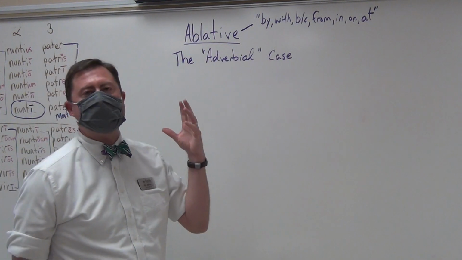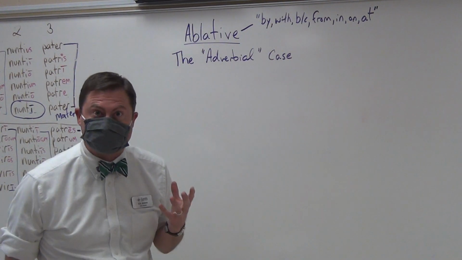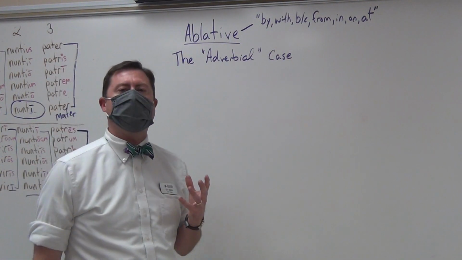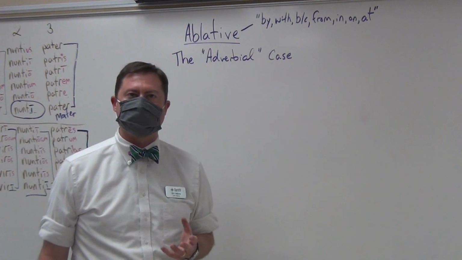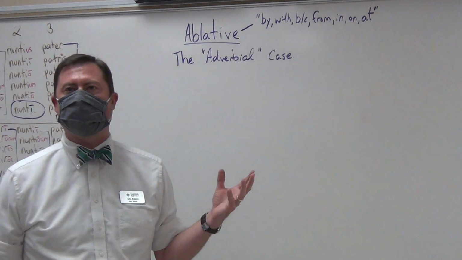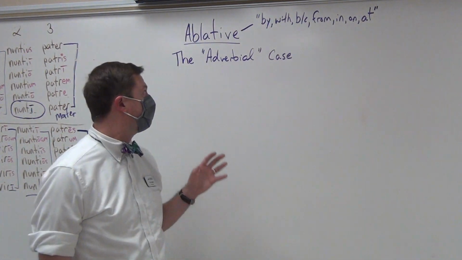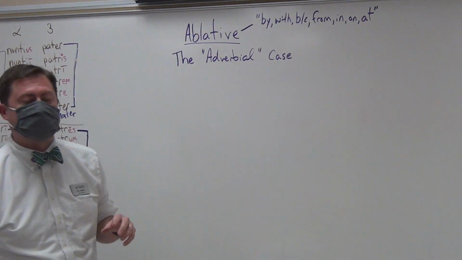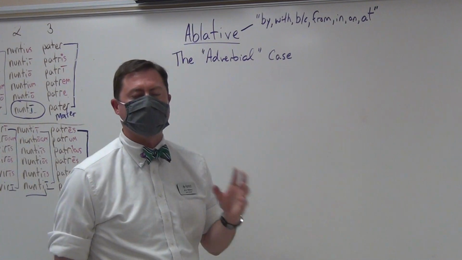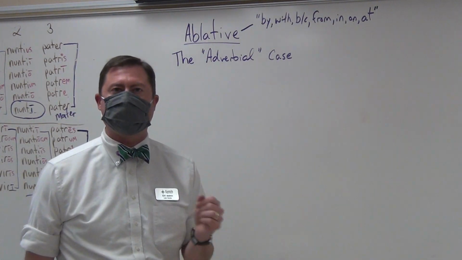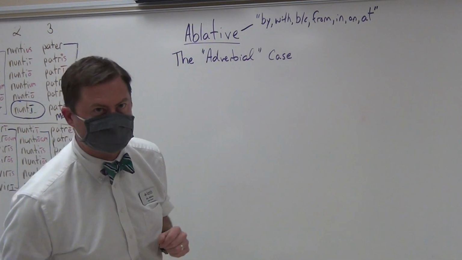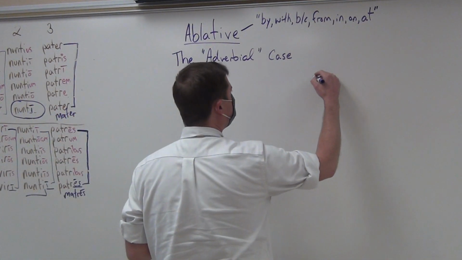It might tell you when the action occurs, at the second hour. It might tell you where the action occurs, in the country house. It might tell you with whom the action occurs, with the dogs, cum canibus. But it will be the adverbial case telling us about the action. Now, there are lots of uses for the ablative case, and every one of these ablatives is essentially going to be answering a question about that action. So let's go through them now.